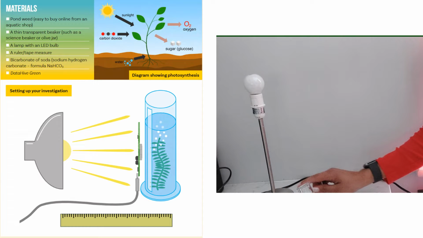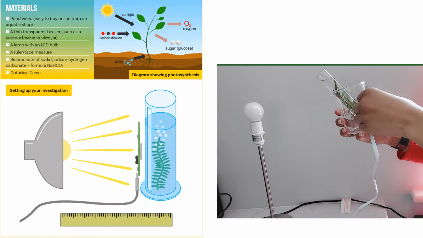For this experiment, you will need pondweed, a thin transparent beaker, a lamp with an LED bulb, a ruler or tape measure, or you can use a dimmer like I have used, bicarbonate of soda, and of course your Data Hive.